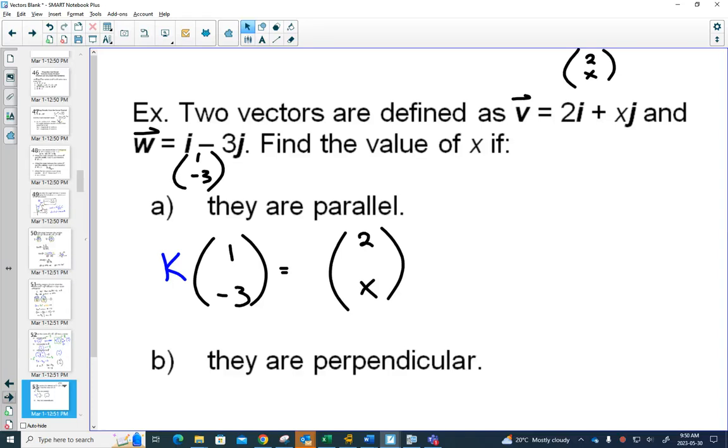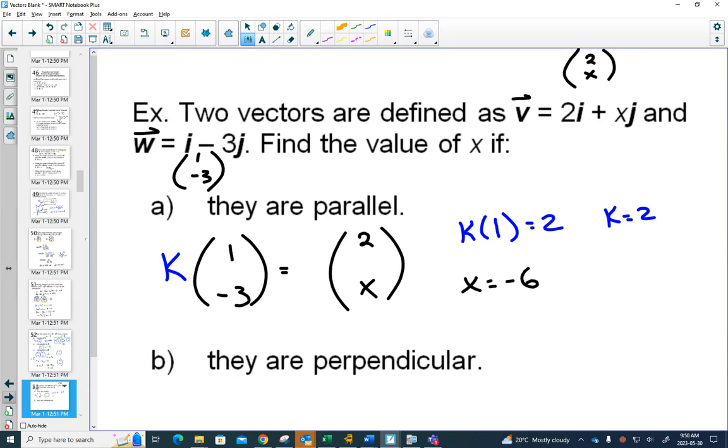How hard is it for you to figure out what k is? In other words, according to this, k times 1 has to equal 2. You can probably even just look at it and say if it needs to be 2, this has to be a 2 out in front. That k has to equal 2. And if k is equal to 2, well then x would have to be negative 6 if they're equal.